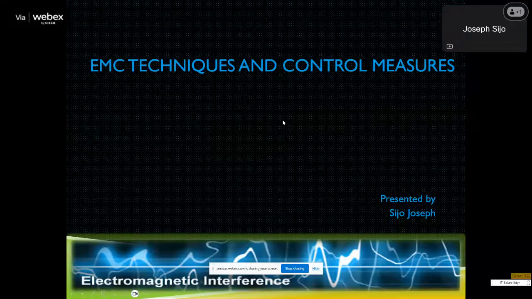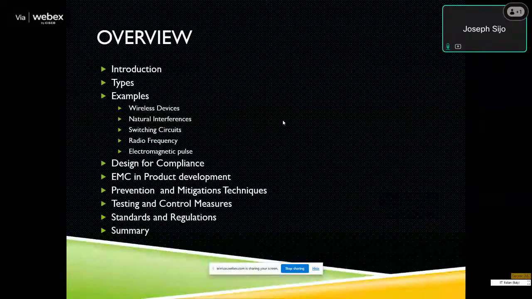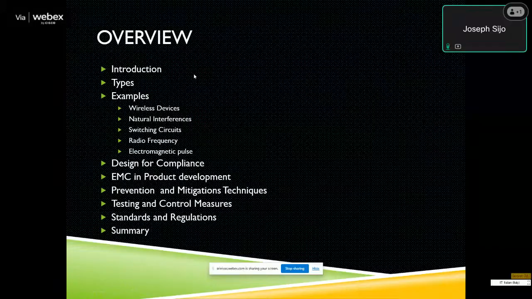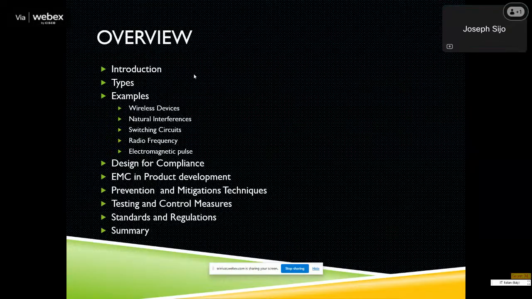So let's begin with the topic I chose, EMC techniques and control measures. Today I'm focusing on the overview, introduction, and the types of EMC with some examples, design for compliance, design for product development, prevention and mitigation techniques, testing and control measures of the EMC, and some standards and regulations, and just an overall summary.